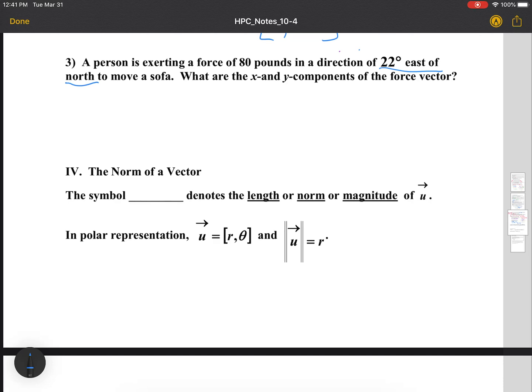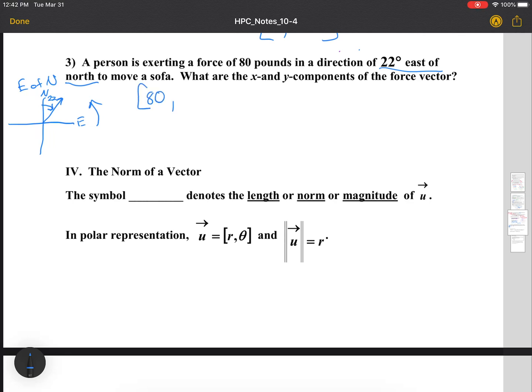So first, let's look at what this is saying. They gave us a magnitude, they gave us a direction, but let's pay attention to the direction. They said east of north. If this is our north and this is our east, they're saying 22 degrees that way. So that's where our vector is. That's our 22 degrees. But we want it in terms of our polar form, which is always coming out of our polar axis.